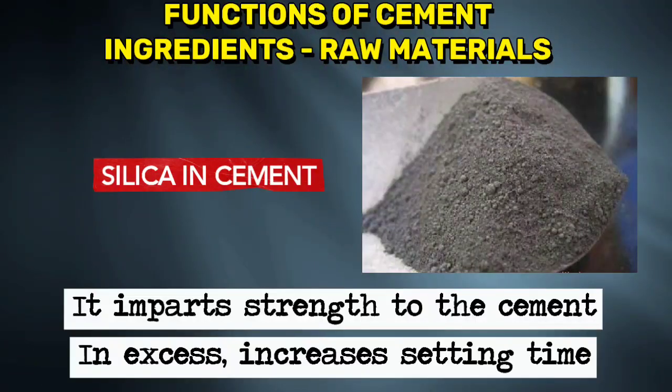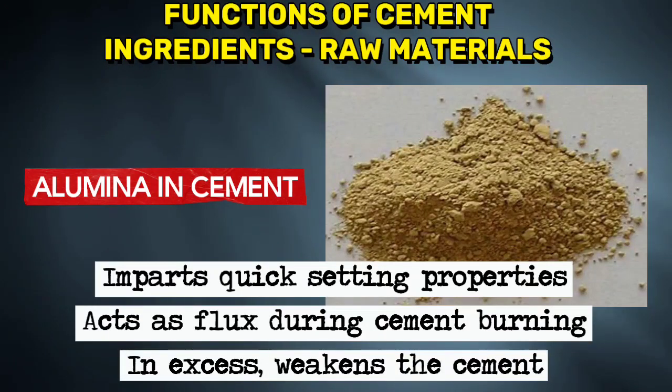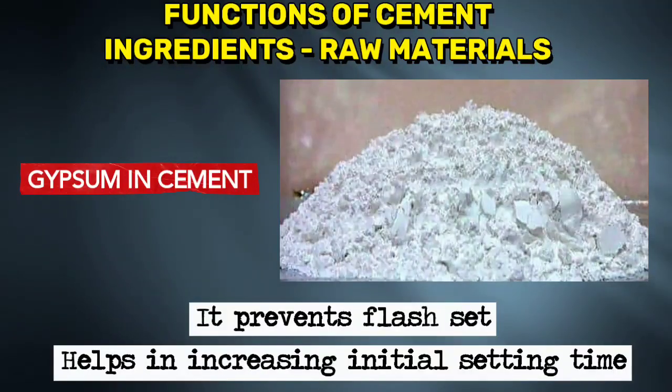So let's take a look at silica. Silica also imparts strength to the cement, but if it is in excess, it increases the strength of the cement but also increases the setting time, so we don't really want that. Then we have the alumina. The alumina imparts quick setting properties. If it is in excess, it weakens the cement. The alumina also acts as a flux and helps in reducing the clinkering temperature during the burning of the cement.